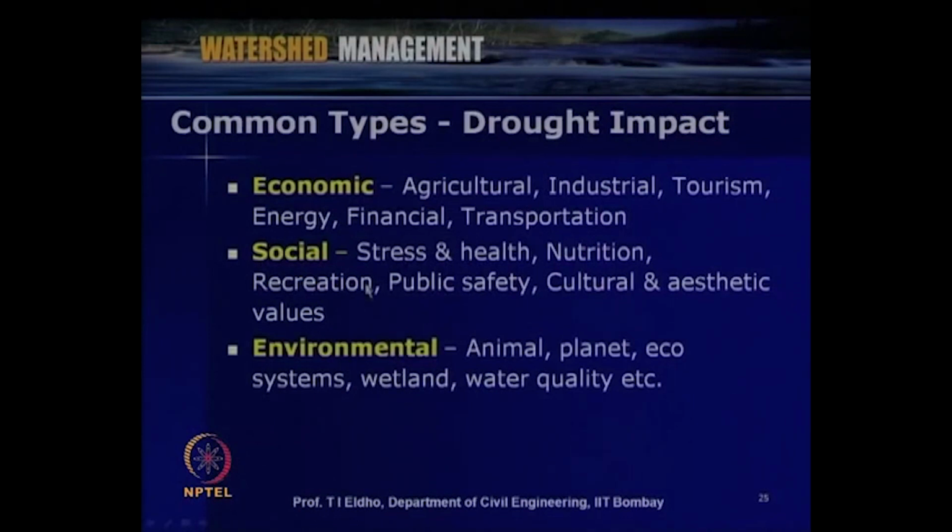When we look into the drought impacts, we have already discussed there are mainly three common types of impacts: first the economic impacts, second the social impacts, third the environmental impacts. The economic impacts, as we discussed, can be agricultural, industrial, tourism related, energy related, financial or transportation related. Then social impacts, like social stress, health of the people being affected, malnutrition, no facility for recreation, public safety being affected, and cultural and aesthetic values being affected. Then environmental impacts: the flora and fauna are affected, the ecosystem is affected, the wetland is affected, and surface water and groundwater qualities are affected. So, there will be a number of environmental impacts.